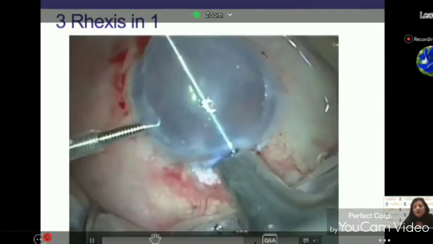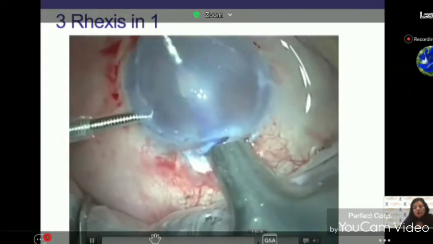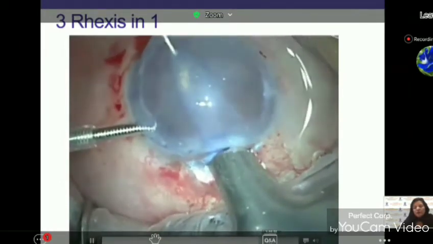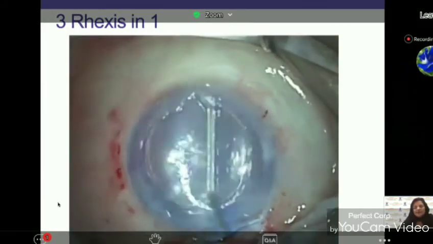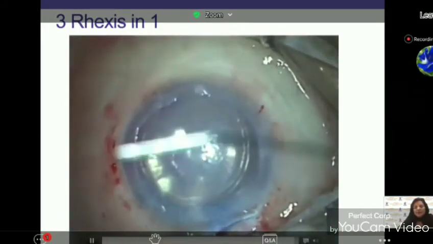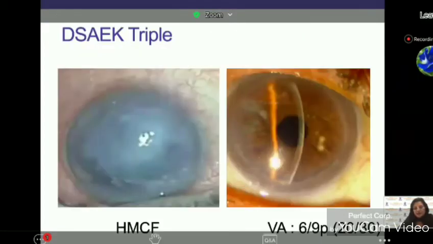And then a posterior lenticule, the Descemet's membrane stroma complex, is then taken, put on the Busin glide, and is then placed inside, and then the graft is placed in the anterior chamber, and an air bubble is instilled so that it gets stuck to the back of the graft. And this is at 5 years follow-up with the visual acuity of 6/9. You didn't have to do a full thickness penetrating keratoplasty.